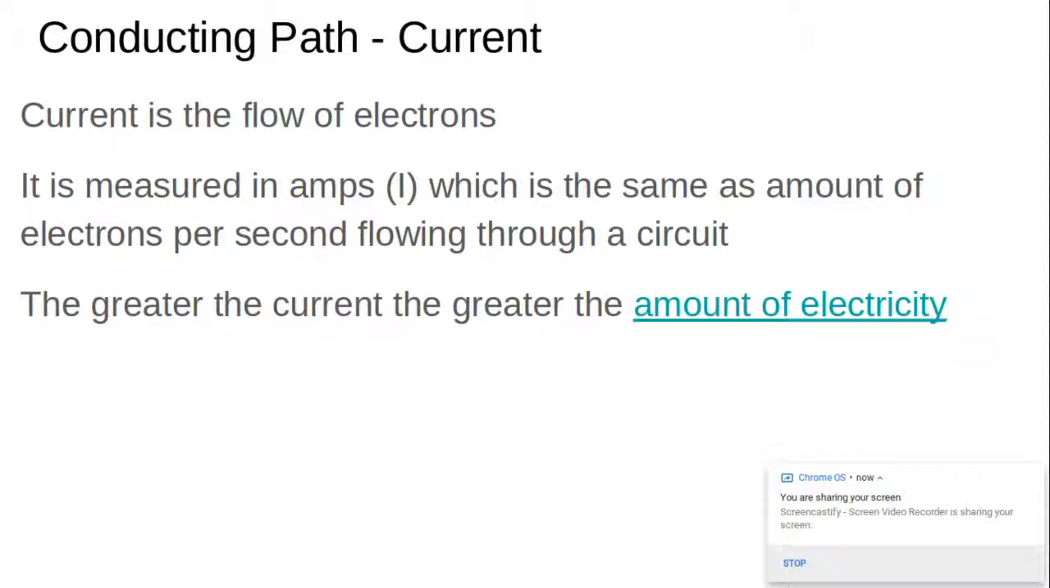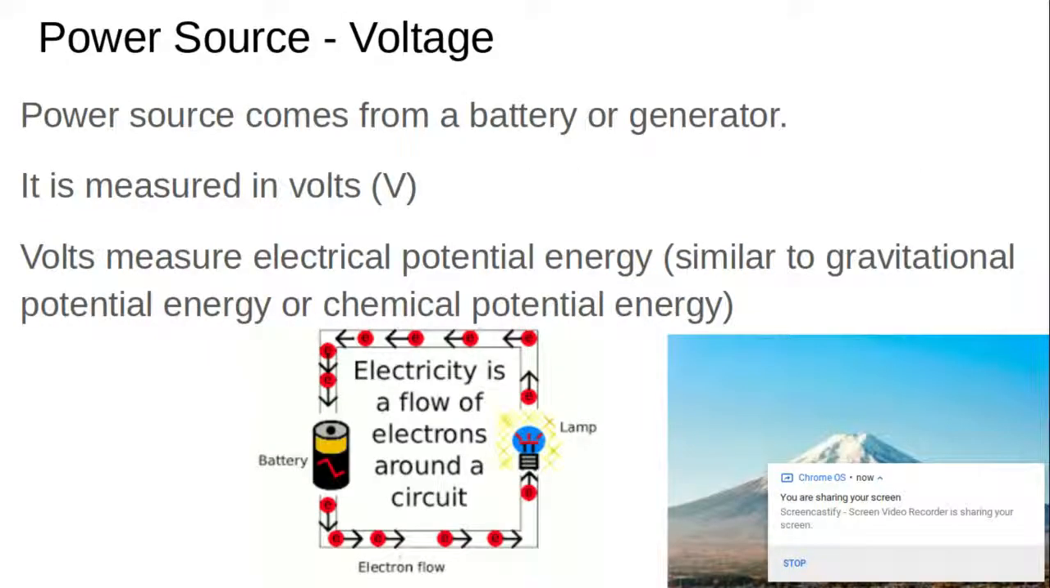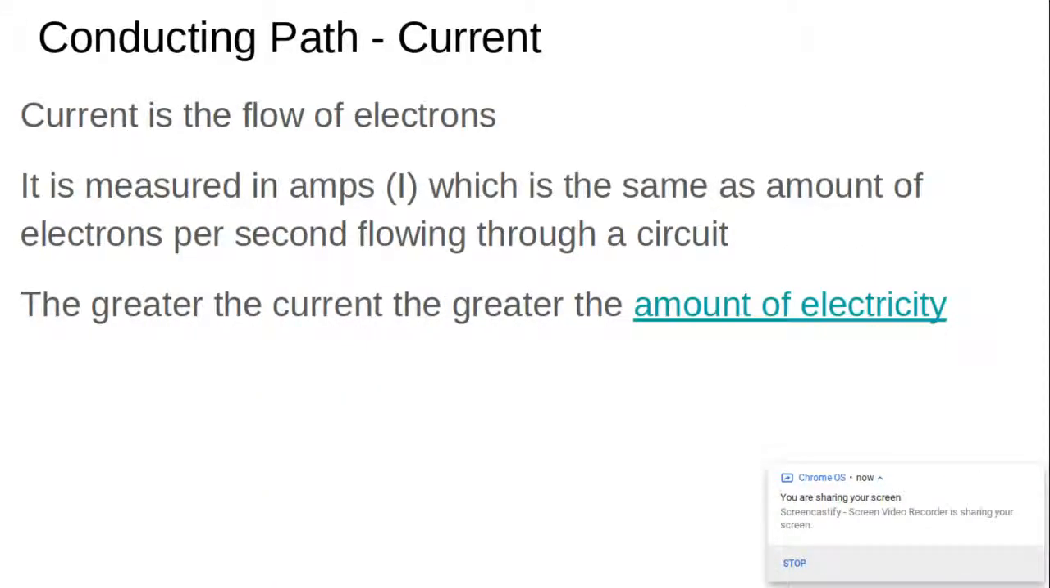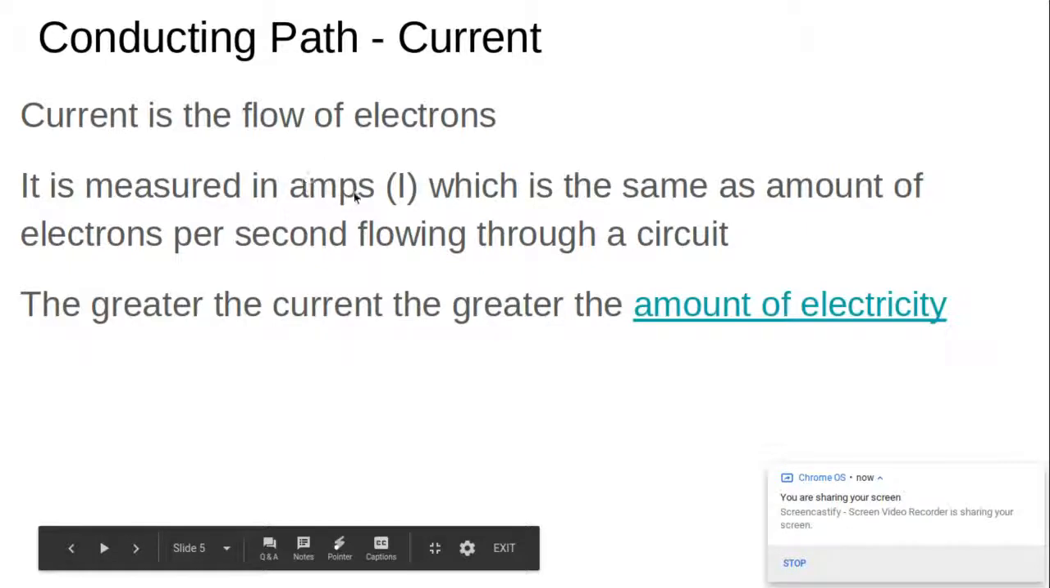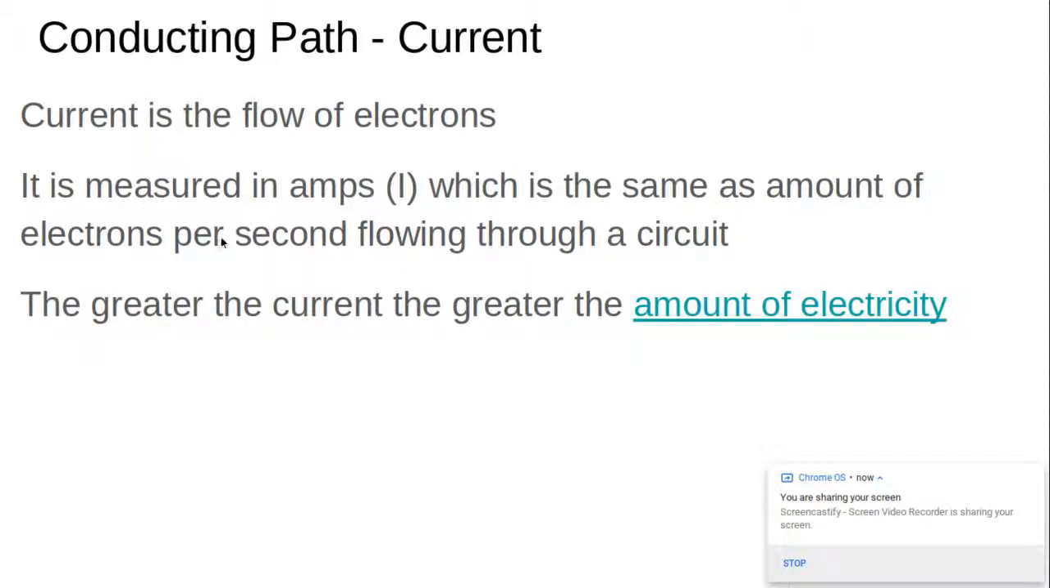So the conducting path, the current. The current is the flow of electrons, right? When we think about electricity, this is what we're thinking about. The power source pushes the electrons, but the flow of electrons itself, that is the current. It's measured in amps, right? And amps measures the amount of electrons flowing through a circuit per second, right?